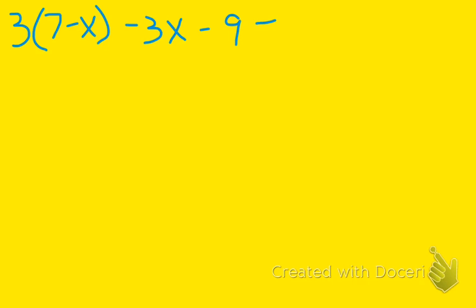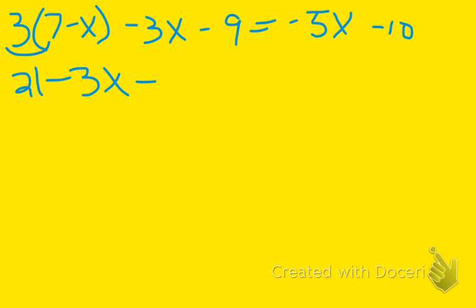They're going to put some even more stuff in here, so they're going to do some parentheses too. 3 times 7 minus x, minus 3x minus 9 equals negative 5x minus 10. Okay? So we do 21. Yes, we're going to do the distributive property. 21 minus 3x. Very good. Minus 3x again, minus 9. And negative 5x minus 10, okay?